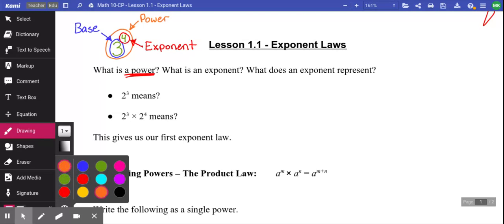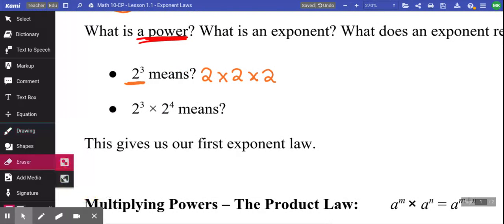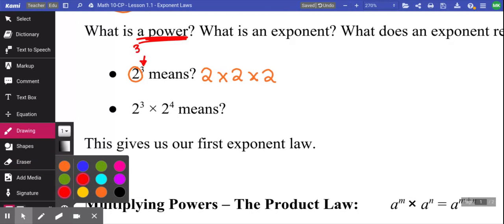So for instance, if we take 2 to the power of 3, what that really means is 2 times 2 times 2. So you're taking the base and multiplying it by itself 3 times. Like this. 2 times 2 times 2. If you put that in your calculator, you could evaluate it, and it would equal 8, right? But for the most part, we're just going to be writing things as powers and leaving them as exponents instead of calculating and evaluating.